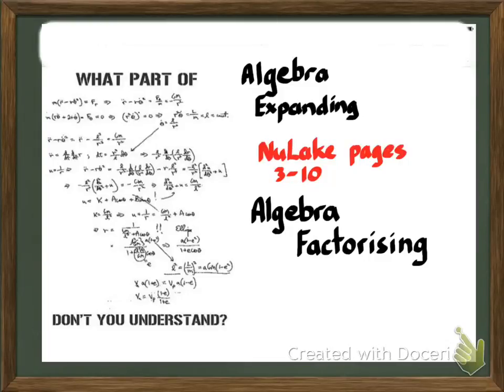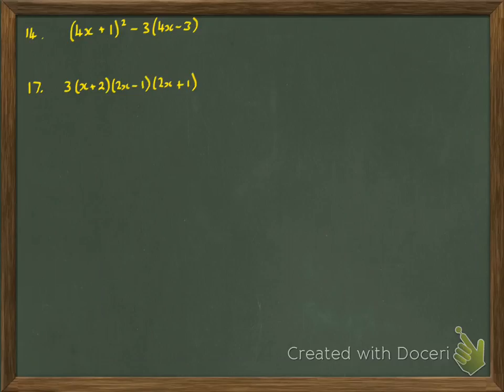This tutorial goes over a few questions from NuLake pages 3 to 10 on expanding and factorising. Looking at questions 14 and 17, I want you to notice there's a basic difference between these two. Question 14 has a minus, so we've got to do this part separately from that part, whereas in question 17, they are all multiplied together. So we treat them differently.